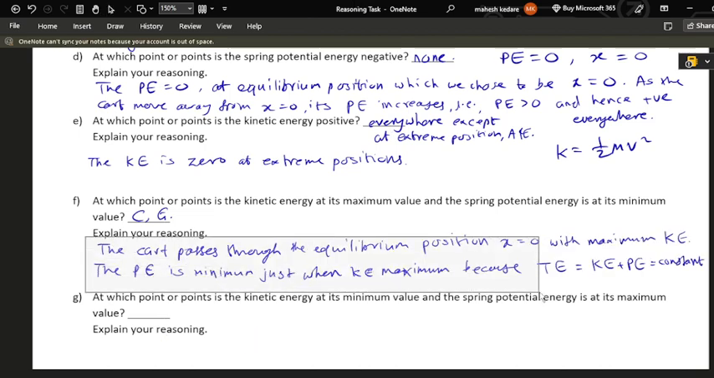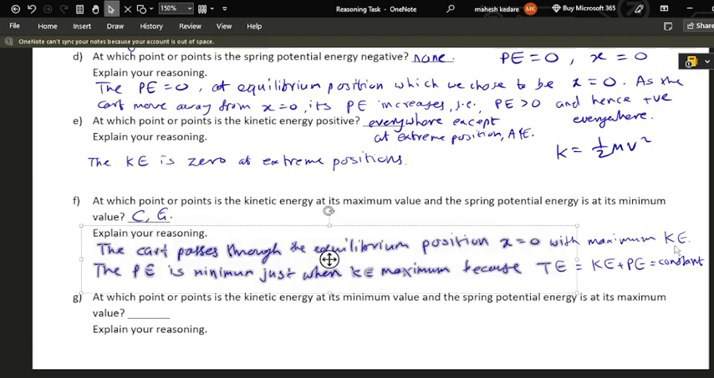This is the reason why kinetic energy is maximum and potential energy minimum. The point at which kinetic energy is maximum, the potential energy must be minimum, because the sum of kinetic energy and potential energy, the total energy, is constant throughout the motion. The total energy is constant means whenever you have maximum kinetic energy, you must have minimum potential.